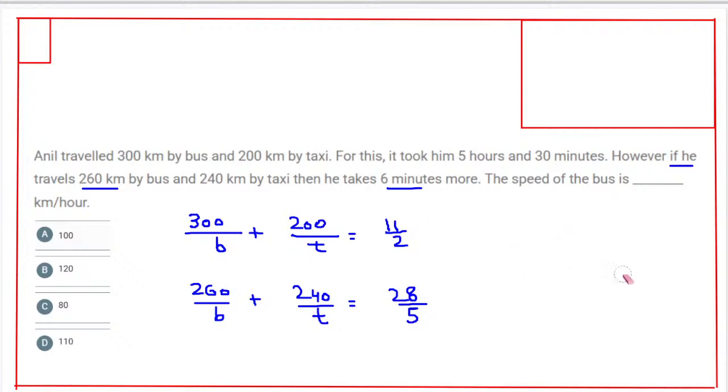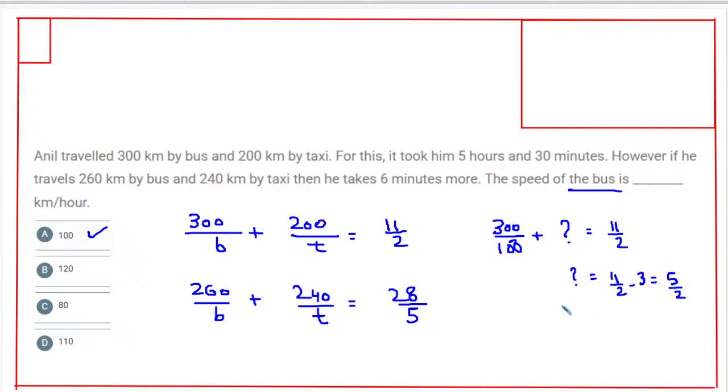But I tried this question by option elimination to save my time, and I plugged in the first option, 100. So when I plug this speed of bus as 100, I assume this thing. So this is 300 by 3. So 100 plus whatever it is, 11 by 2. So this will give me 11 by 2 minus 3, which is 5 by 2. So I can get the t value, which is 40 from there. Right, this is 200 by t. This is 80, sorry.